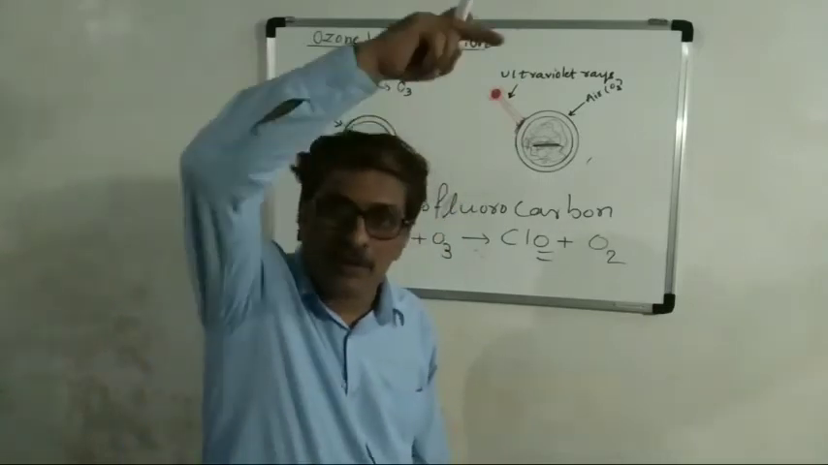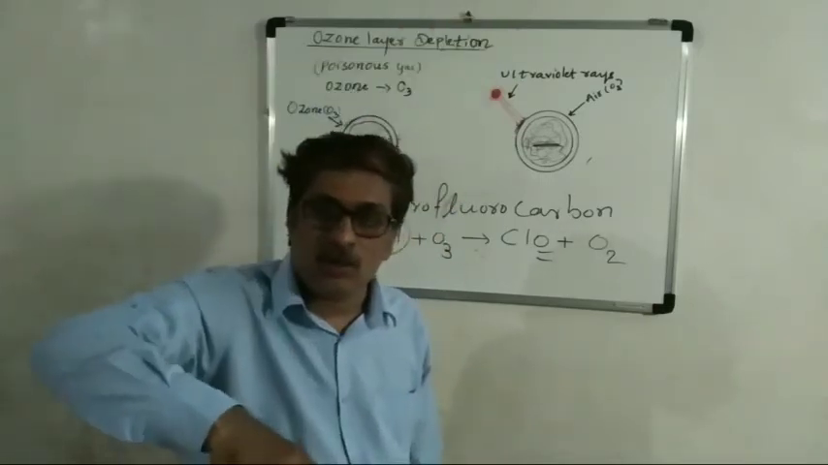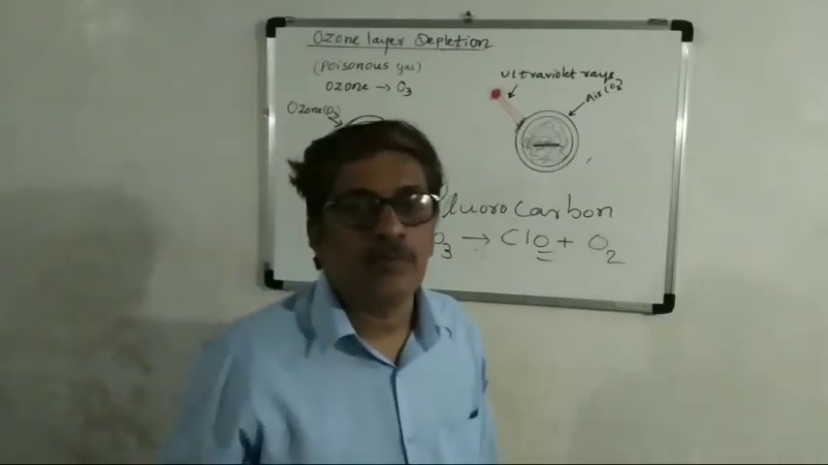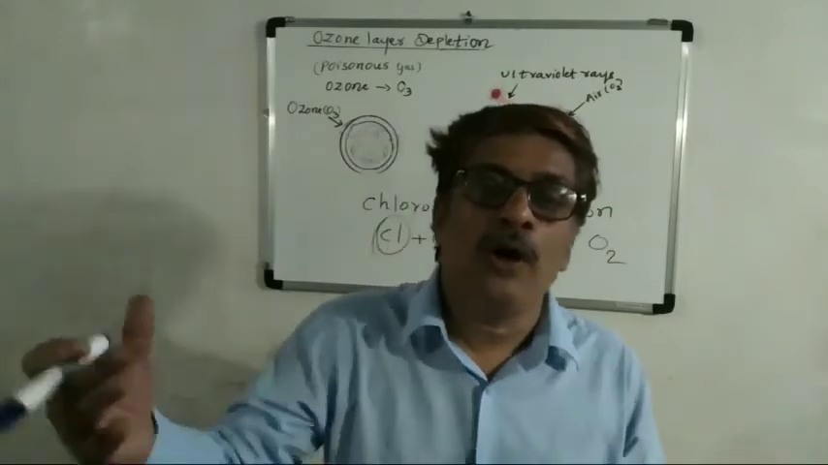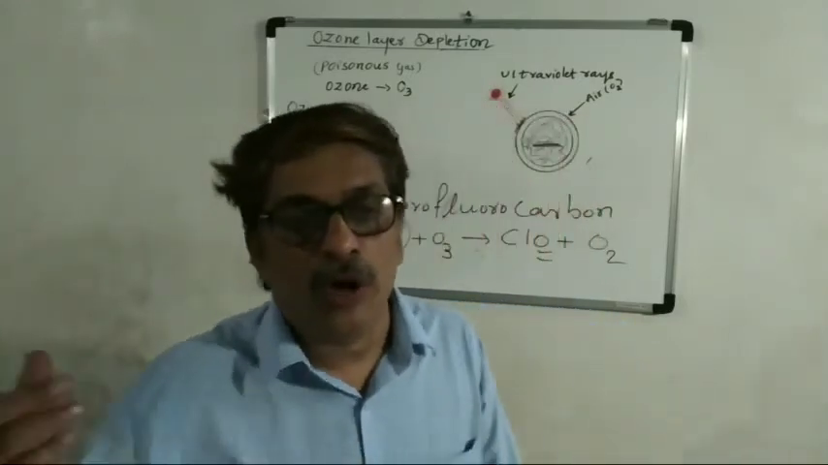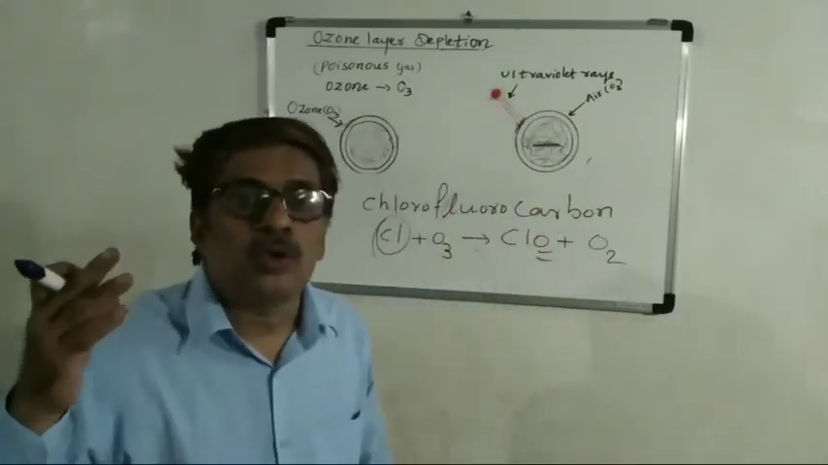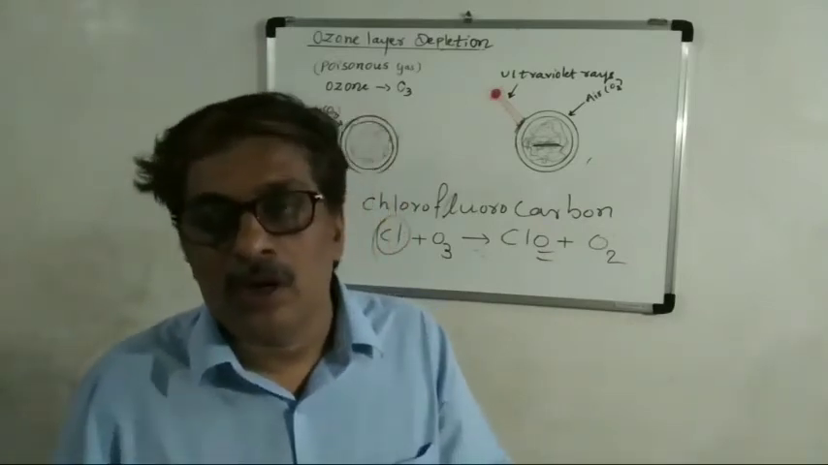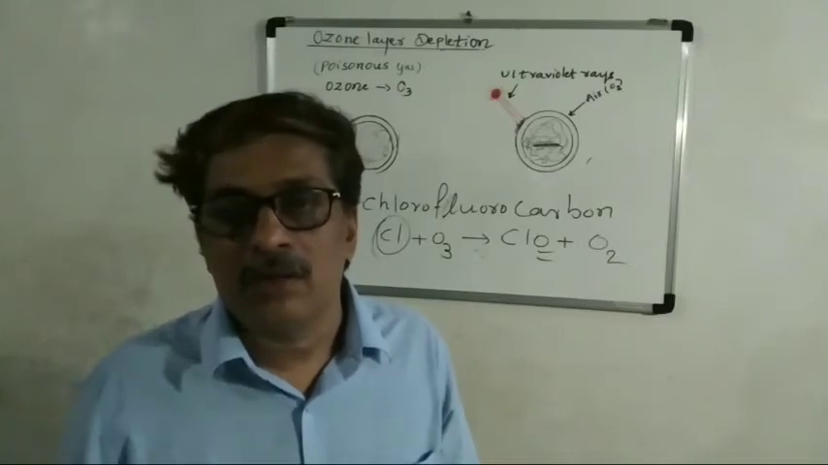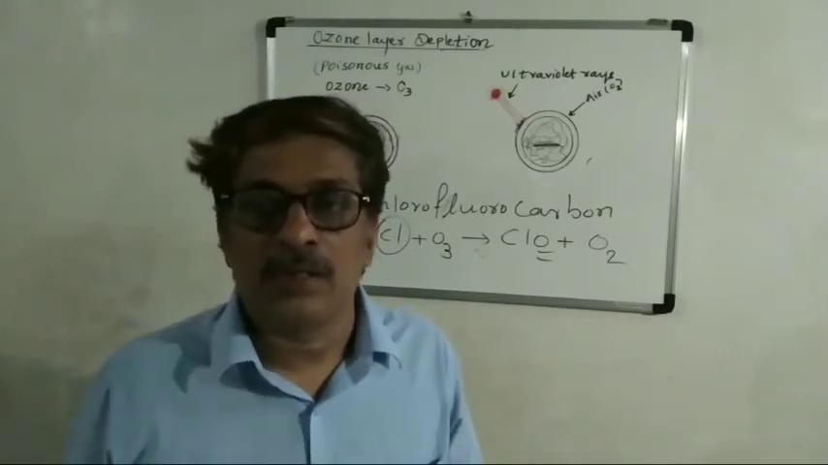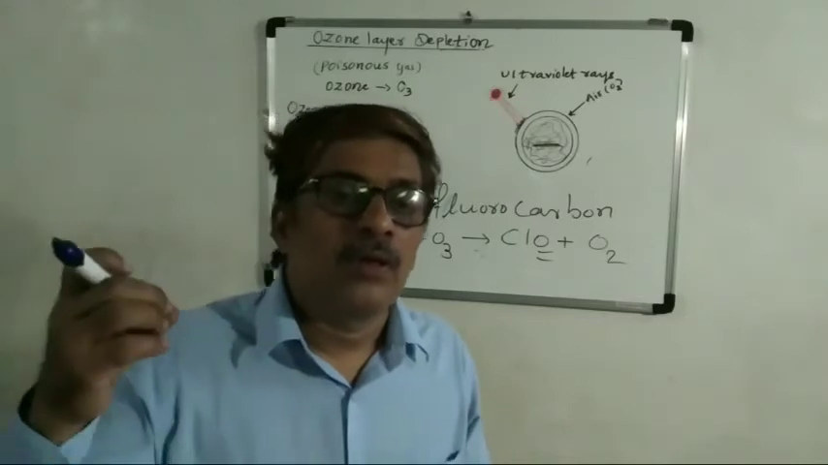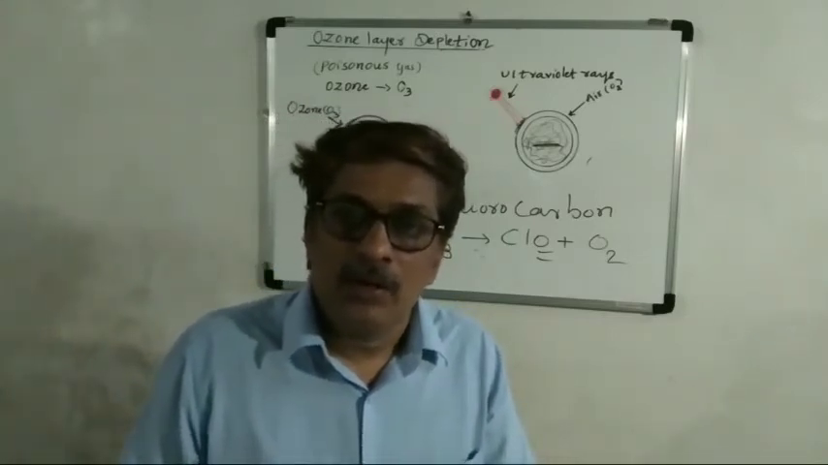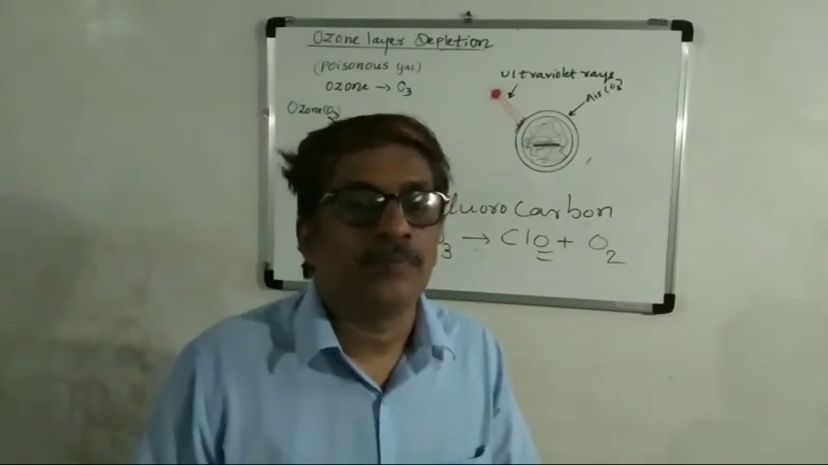Then what will happen? The ultraviolet rays enter the atmosphere. So you know that is harmful to us. So then, how do we have to reduce the depletion of the ozone? We should stop the use of the devices using CFC. Then only we can control the ozone depletion.